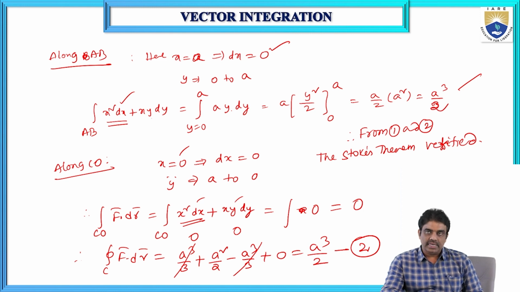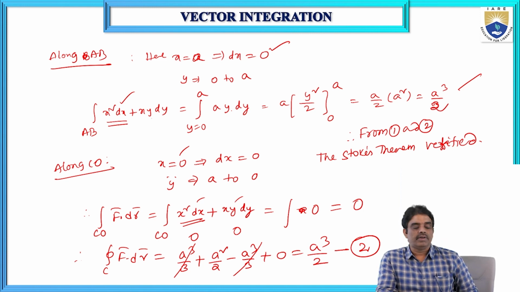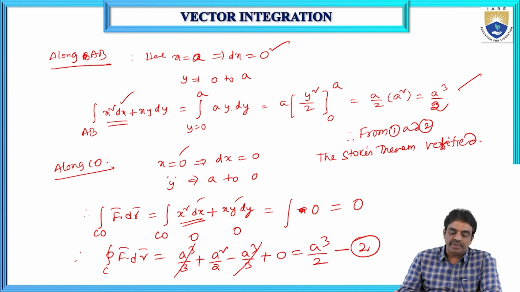But the only variation is that there it is curl f bar dot n cap ds, and there it is dx dy only. So in this way you can show that the values on the left hand side and right hand side are the same. So hence the Stokes theorem is verified.